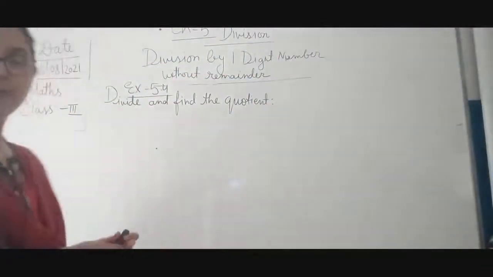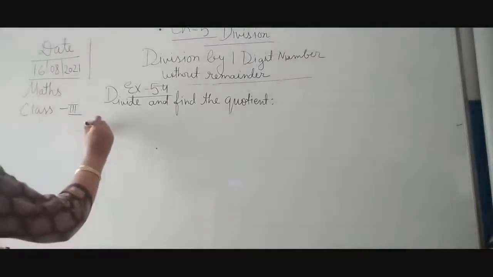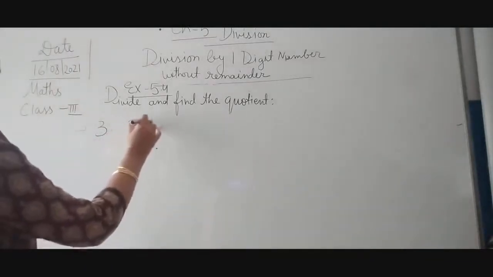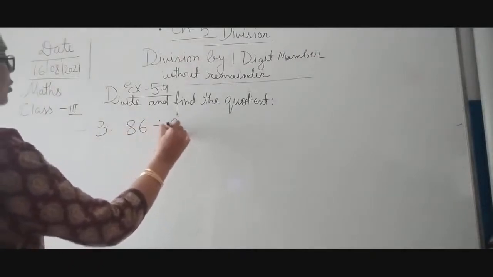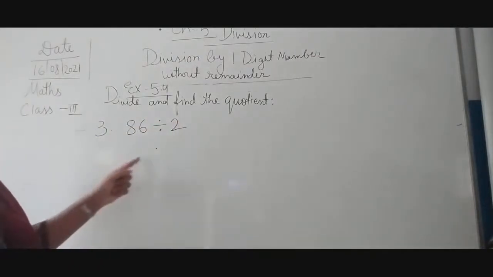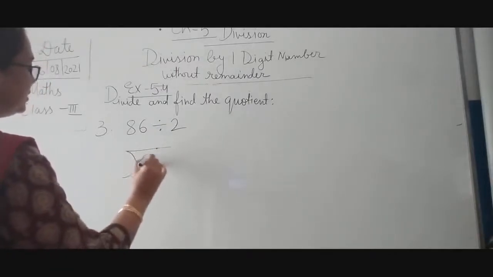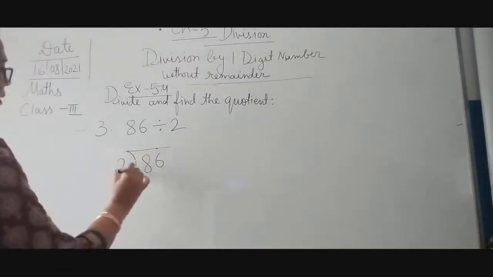Now we are moving to the third number. Third number is 86 divided by 2, children. 86 divided by 2. So we will do it like this. 86 we will write over here and 2 here.